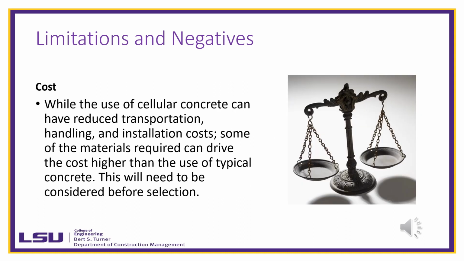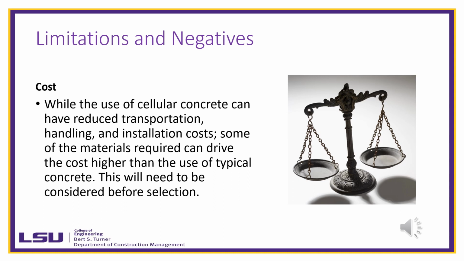As previously mentioned, the use of cellular concrete can potentially be a reduction in project cost. While the use of cellular concrete can have reduced transportation, handling, and even installation costs, some of the materials and equipment required can drive the cost higher than the use of typical concrete. This is especially true when producing small batches of cellular concrete. When producing large batches, you have the opportunity to reduce the equipment cost per yard of concrete. In a small batch, the equipment cost could very well outweigh the cost of concrete itself.